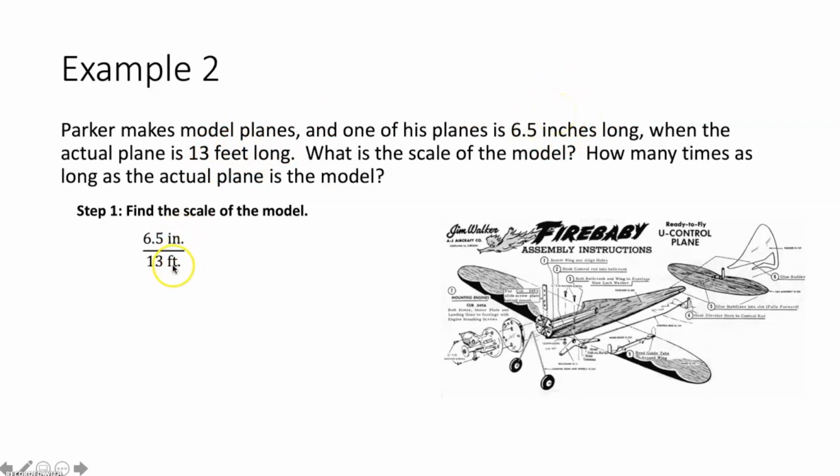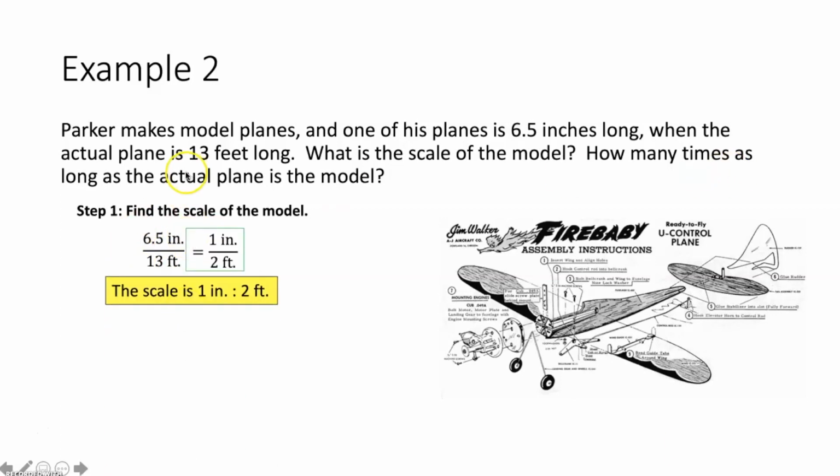So how do we simplify this? Well, there's two ways. You could either recognize that there's a decimal in this ratio and get rid of the decimal by multiplying the numerator and denominator by 10 and then simplifying, or you can see right away that 6.5, that's half of 13. So if I divide the numerator and denominator by 6.5, I can get that my simplified scale here is going to be 1 inch to 2 feet.